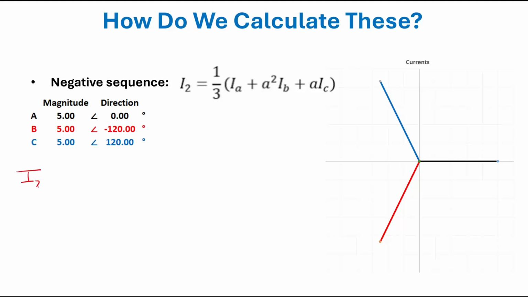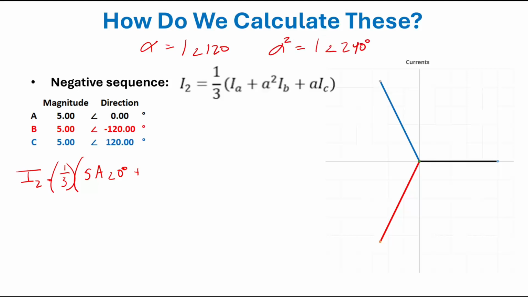So let's do I2 equals 1/3. And this should cancel out anyways because this is expected to be 0 for the final result. But 5 amps at an angle of 0 degrees plus alpha squared. And I'm going to write alpha equals 1 at an angle of 120, and alpha squared equals 1 at an angle of 240. Okay, so we've gone over that in the last video. You can look back if you need to on how or why, but that's what those equal. So that's our phase shift compensation.